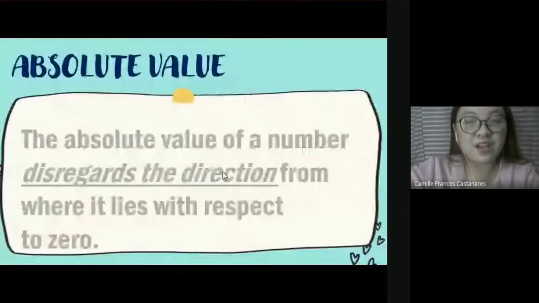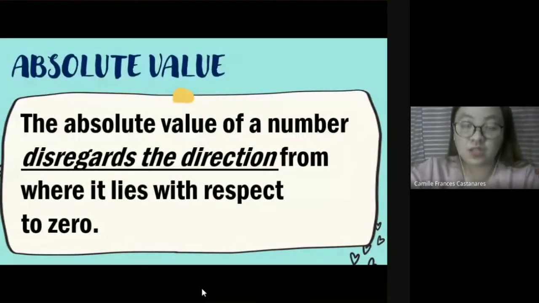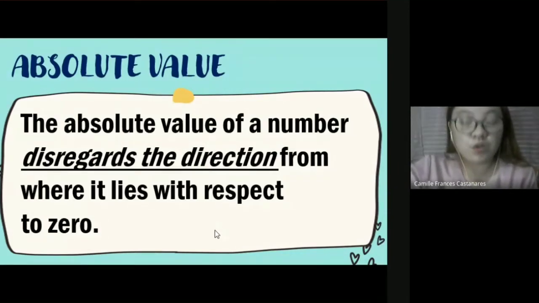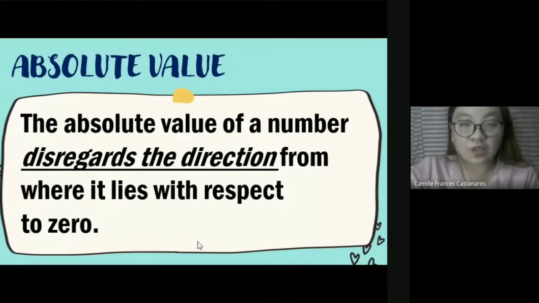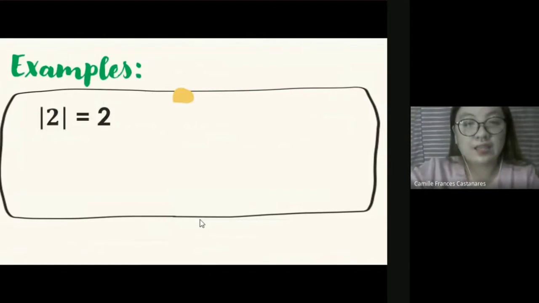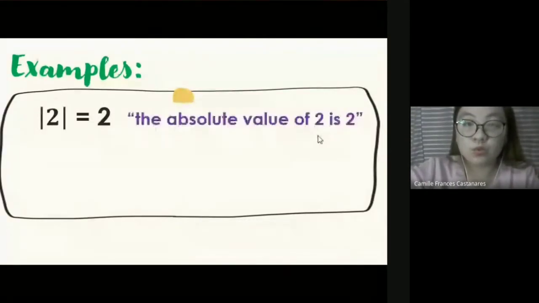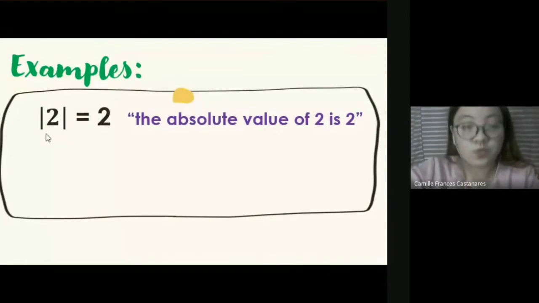Okay, next, the absolute value of a number disregards the direction from where it lies with respect to 0. So, kahit papunta siya sa kaliwa, kanan, taas, o baba, okay lang yon. Ang bibilangan lang natin is the number of units kung nasan yung number from 0. Kung gaano siya kalayo doon sa origin natin, which is 0. For example, we can read this as the absolute value of positive 2 is 2. So, etong 2 bars na nasa gilid, yan yung ating symbol for absolute value.